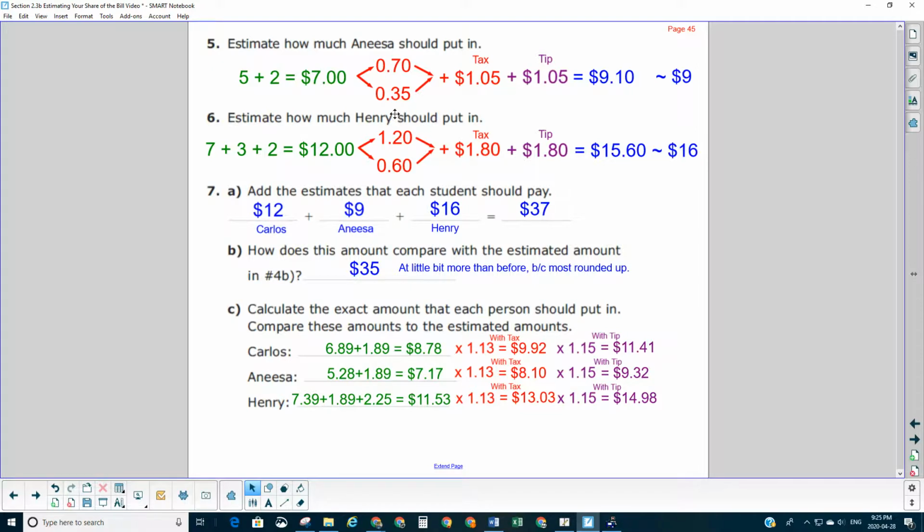Okay, so this process of finding 15%, doing 10 and 5, getting 15% and making them the same as the tip is a really great estimating tool. And in a moment, I'm going to ask you to replicate this on your quiz.